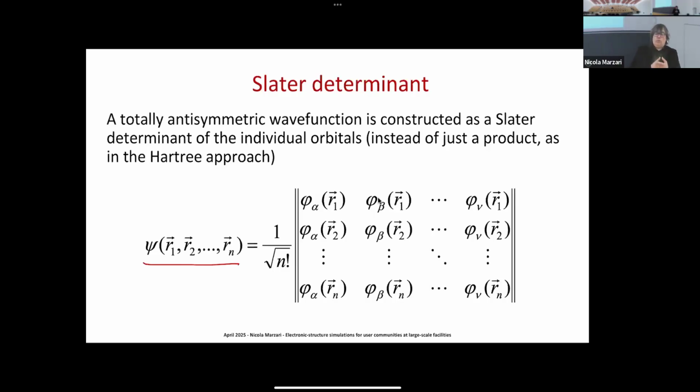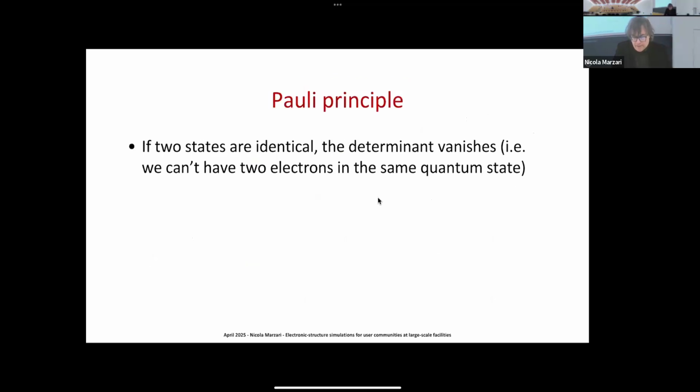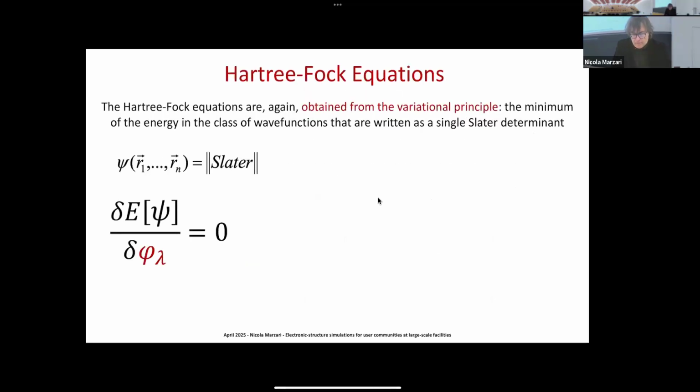You know that two electrons cannot be in the same quantum state. Being in the same quantum state means that two electrons have the same wave function. But if they have the same wave function, two columns of this determinant are the same. And if two columns in a determinant are the same, the determinant is 0. Okay. So this is the Pauli principle in Hartree-Fock. In reality, the Pauli principle is more general, but this is already very evocative.